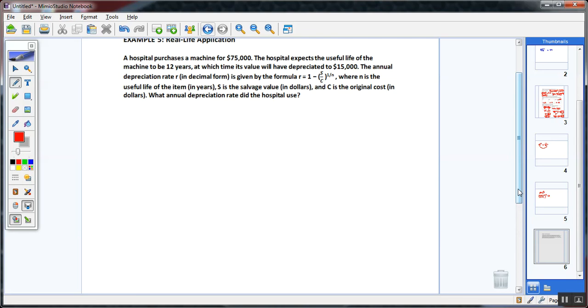What's the salvage value? It depreciated to what? Okay. It says, what's the annual depreciation rate that the hospital uses here? Here we go. We're just plugging numbers into this formula. R is going to equal 1 minus, what's the salvage value, kids? In other words, how much is it worth after 12 years? So we're going to go 1 minus 15,000 over, what's the C value? C was given to us as the original cost, $75,000.